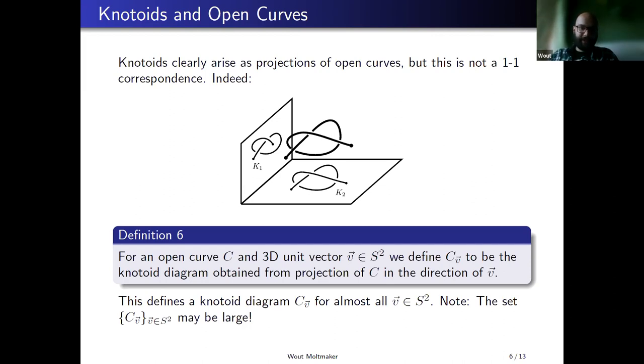And then what I want you to note is that here we can already see that you can get several different knotoids from one open curve. And in general, the set of all the knotoids associated to a single open curve may be very large.